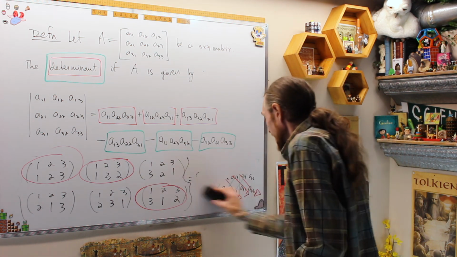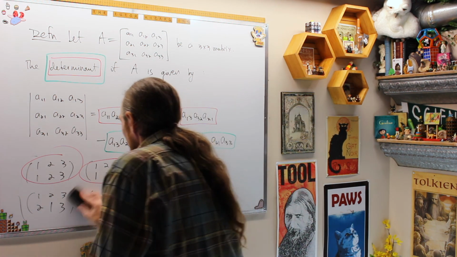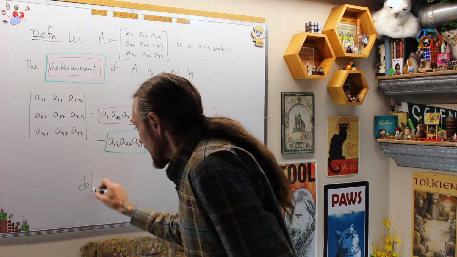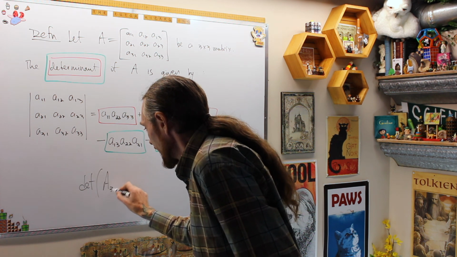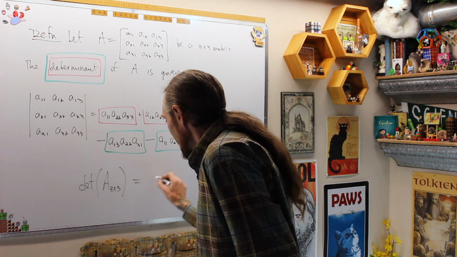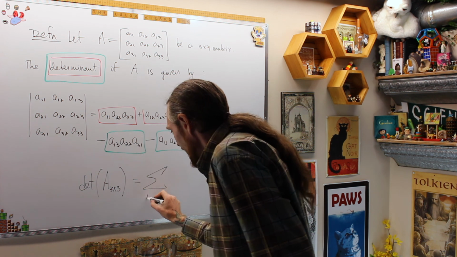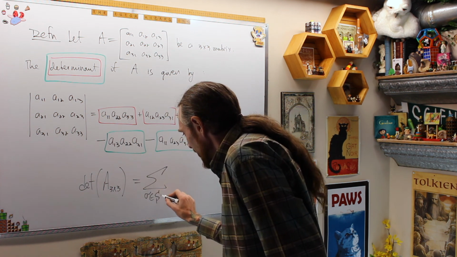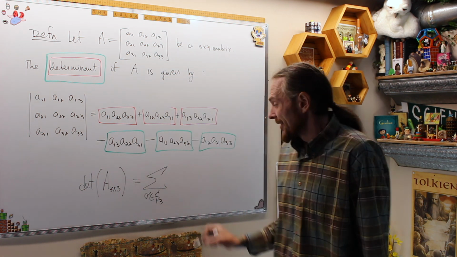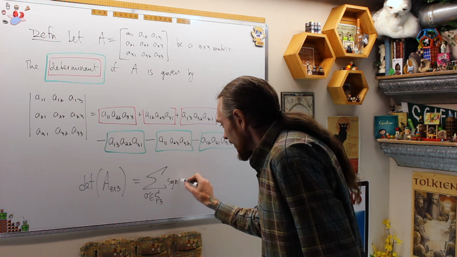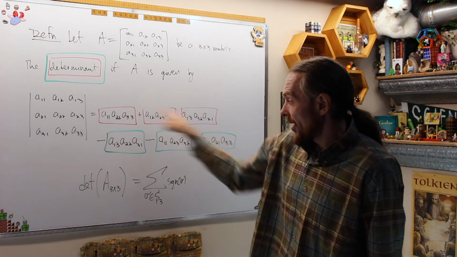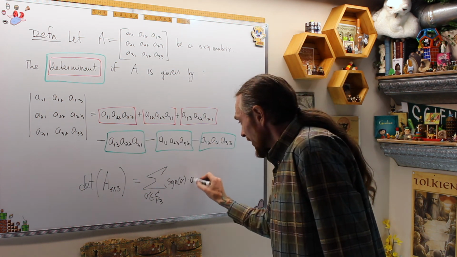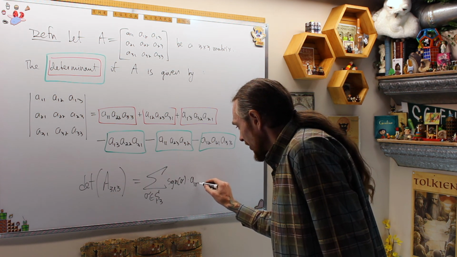What that tells us is, given our horrible sum definition, the determinant of a 3 by 3 matrix is equal to the sum over all the permutations in the permutation group S3 of the sign of those permutations, either a 1 or a -1, times the product of the permutation of all of the indices.